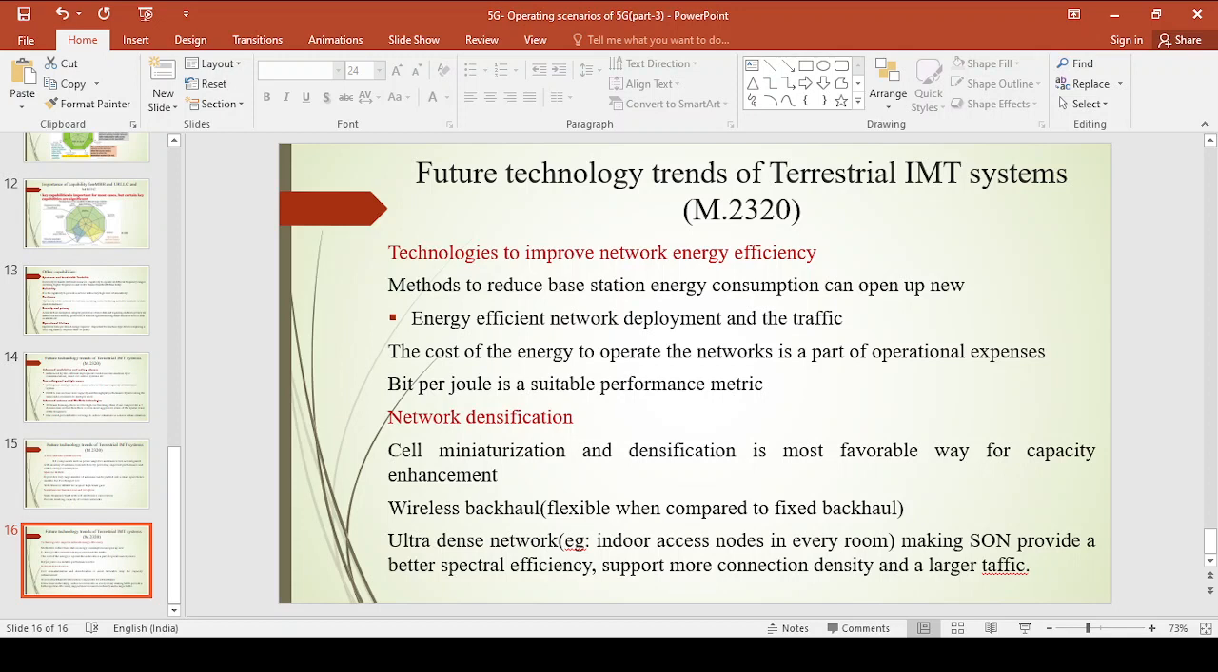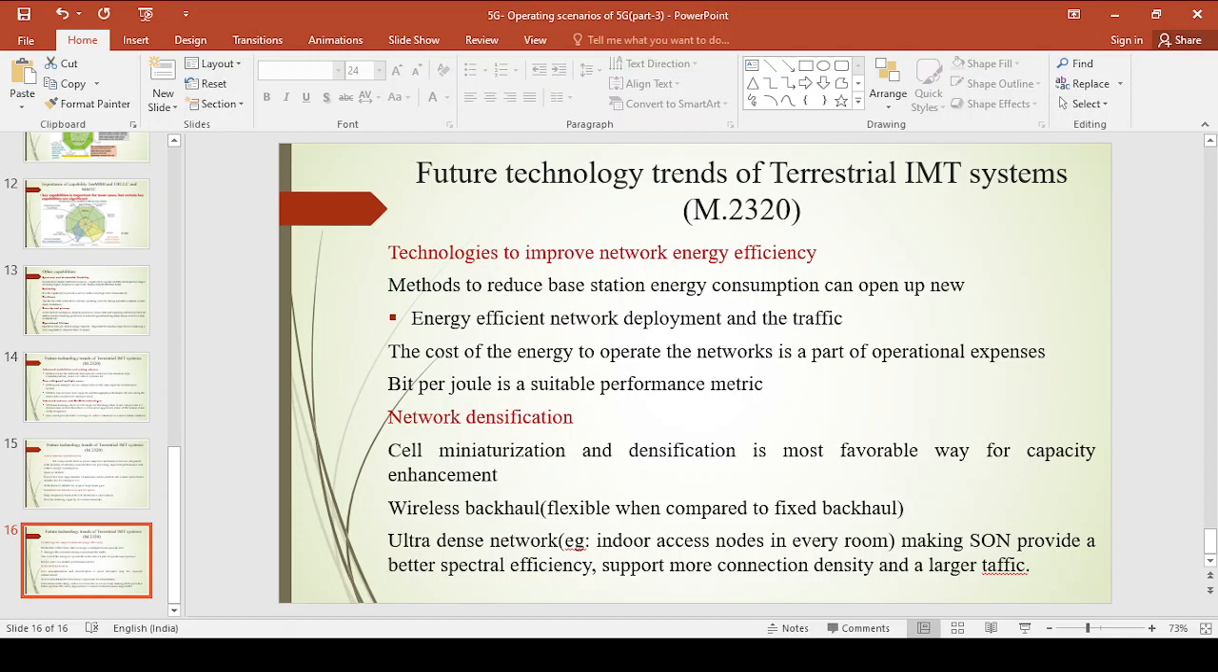And next we have network densification. Now reducing the cell size. By reducing the cell size and densification, these are the favorable methods through which you can improve the capacity. And next thing is wireless backhaul. This is flexible when you compare it with the fixed backhaul. And next way is ultra dense network making self optimizing network. Now if you make ultra dense network a SON, this provides better spectral efficiency and supports more connection density. That means you can connect more devices. It can provide better spectral efficiency, and it will be in a position to handle more traffic, right?